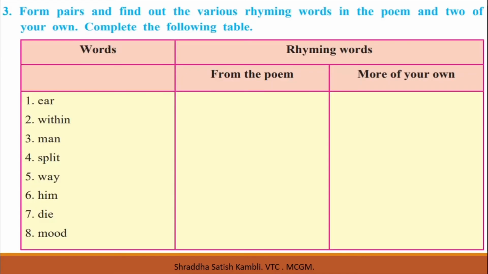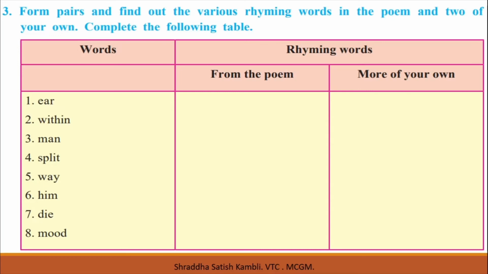Now let us move on and let us do certain exercises. Like always, I will just start the exercise. I will do a few examples and the remaining you have to do yourself. So form pairs. Now you cannot form pairs right now because you're not in a situation where you're going to school. So what you can do is you can take the help of your brother, your sister, your mummy, etc. So form pairs and find out the various rhyming words in the poem and two of your own.